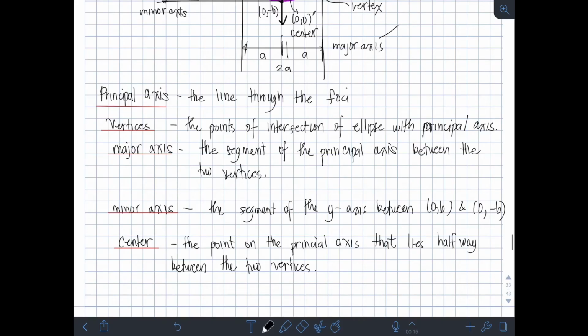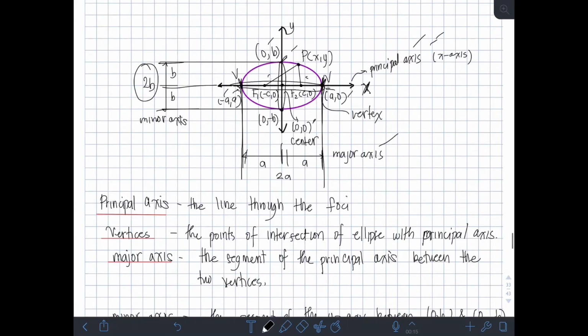Okay? Then, we have the center: the point on the principal axis that lies halfway between the two vertices. So, earlier, this is the center. It is the point where the foci and the vertices are equidistant. Okay?